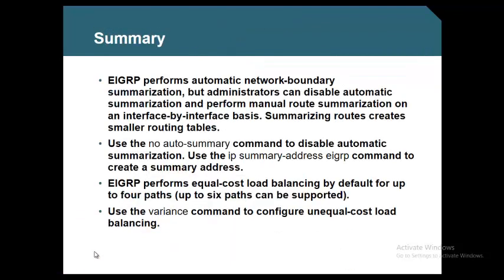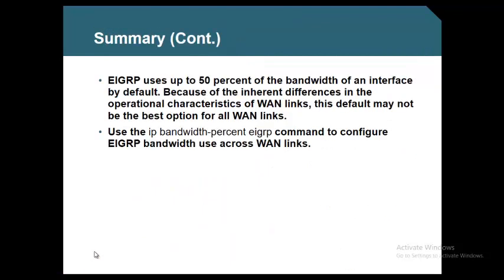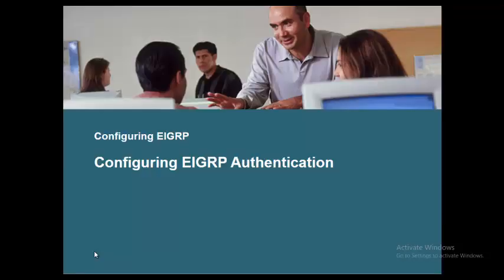OSPF, if you see, supports both. It supports simple password, which is plain text. It also supports MD5. Whereas EIGRP supports only MD5. But some versions, as I said, support even SHA. We call it SHA. MD5 or SHA.